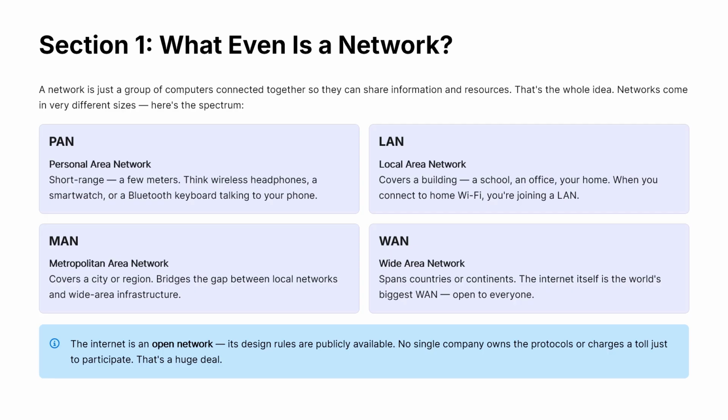Now, there's another way to classify networks. Some are open, their design rules are publicly available, and anyone can use them. Others are proprietary. One company owns the technology and controls who can use it. The internet is an open network. That's a huge deal. It means no single company gets to charge you a toll just to participate. The rules of the road, the protocols, are free for everyone.